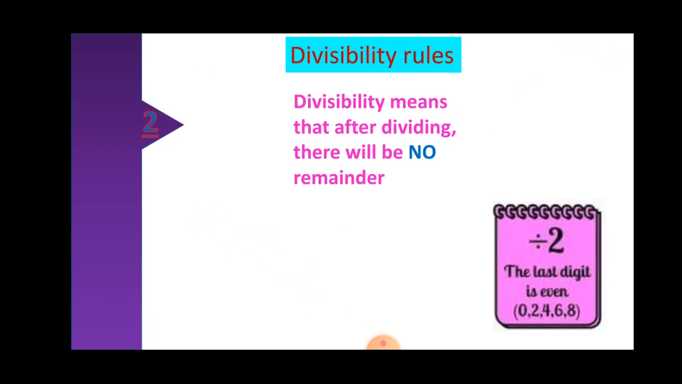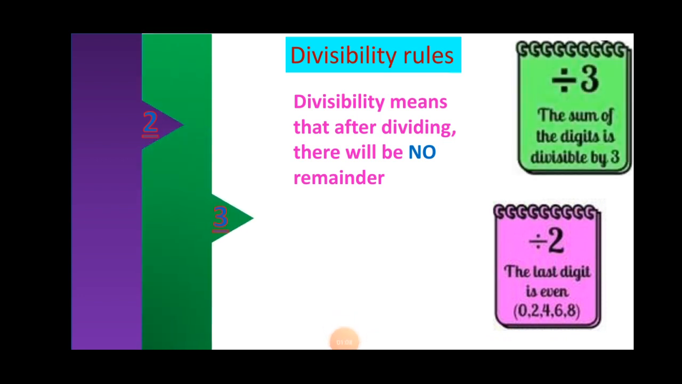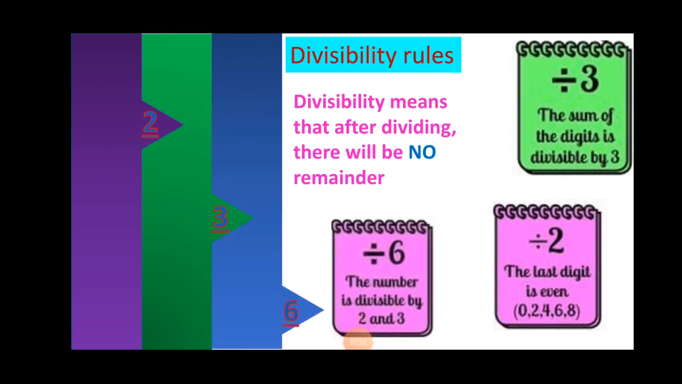Any given number is said to be divisible by 2 if its last digit is an even number, such as the last digit must be 0, 2, 4, 6 or 8. Now, let's learn about divisibility by 3. Any given number is said to be divisible by 3 only when the sum of all its digits is divisible by 3.